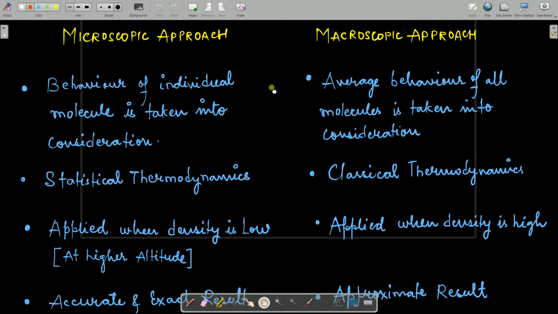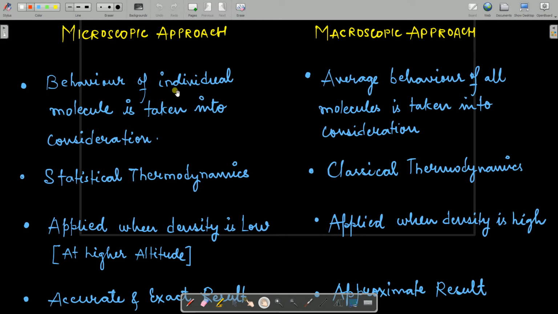So in the microscopic approach, the behavior of the individual molecule is taken into consideration. So here we study each and every molecule. The behavior of each molecule is taken into consideration. Whereas in the macroscopic approach, the average behavior of all the molecules is taken into consideration. Here we don't go for individual molecules.